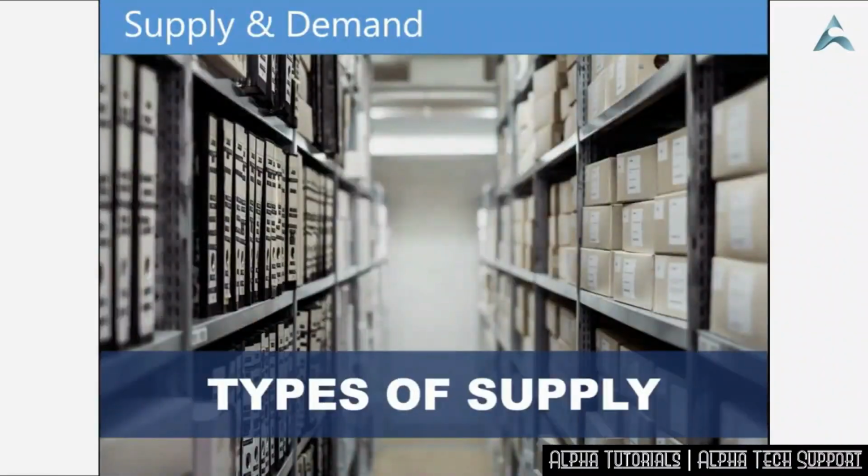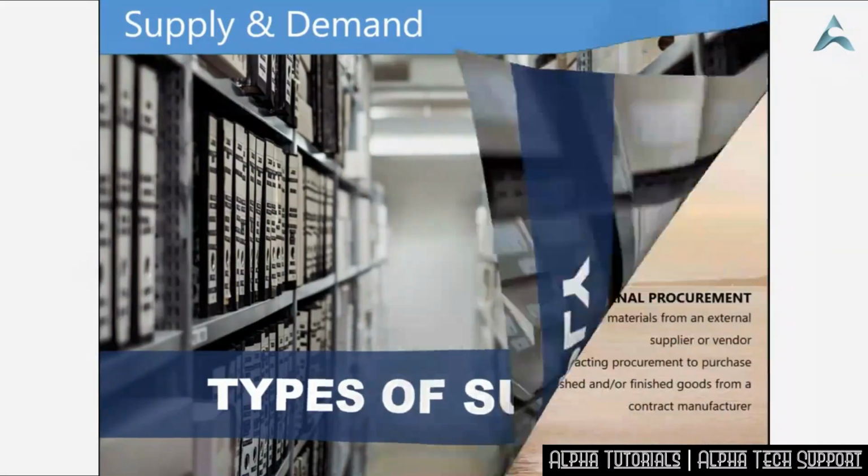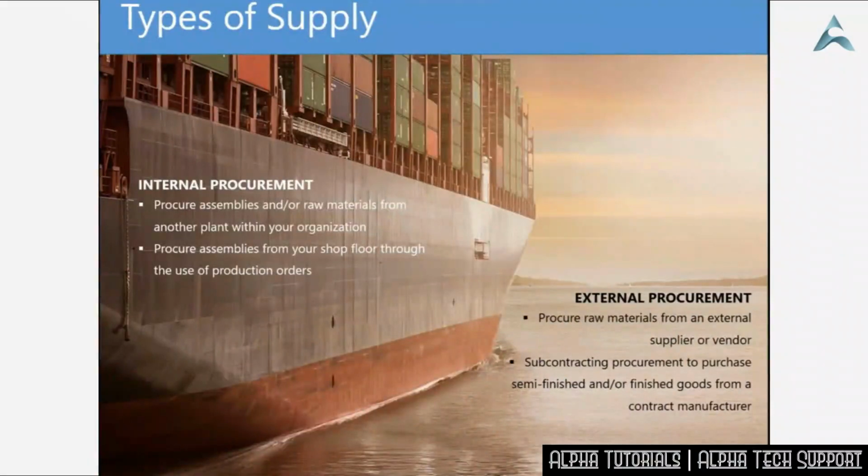We just covered the types of demand, but now let's consider the types of supply. The two main types of supply are internal and external, with internal being activities such as procuring materials from another plant within your organization, and most commonly procuring material from your shop floor, also known as manufacturing. External procurement is pretty self-explanatory. This is the function of procuring material from an external supplier, but could also represent the purchasing of materials through a contract manufacturer.